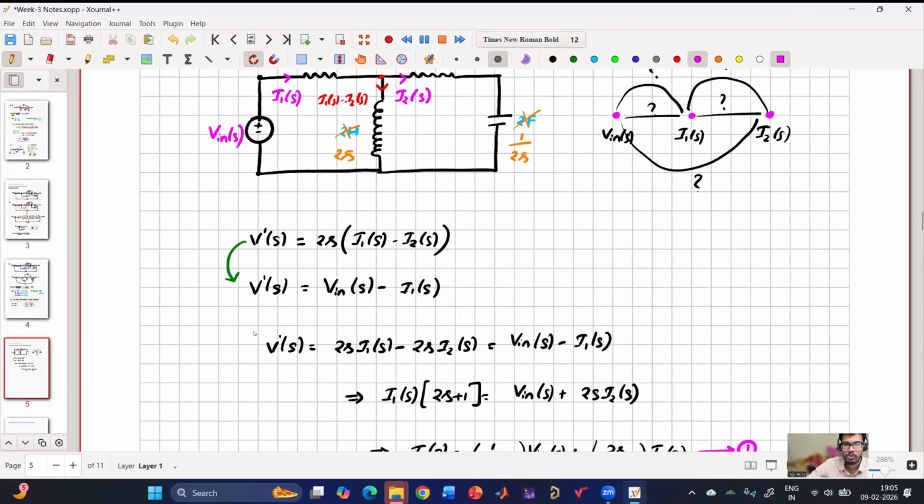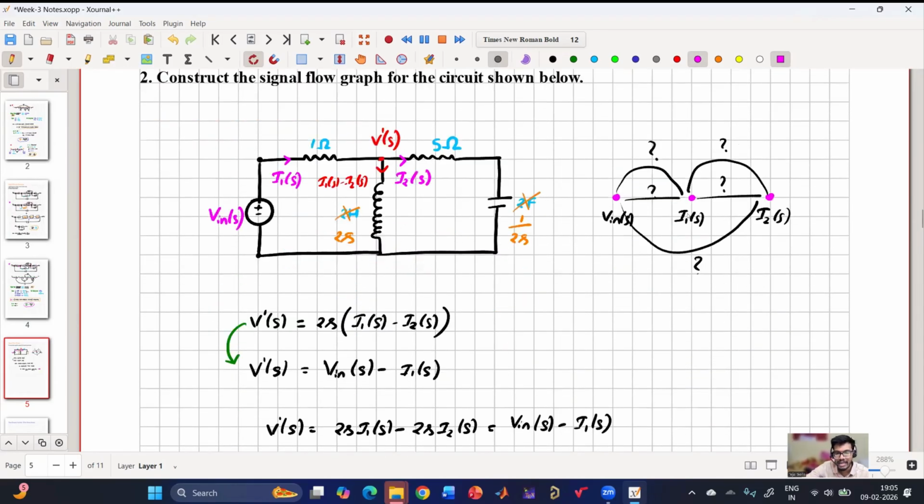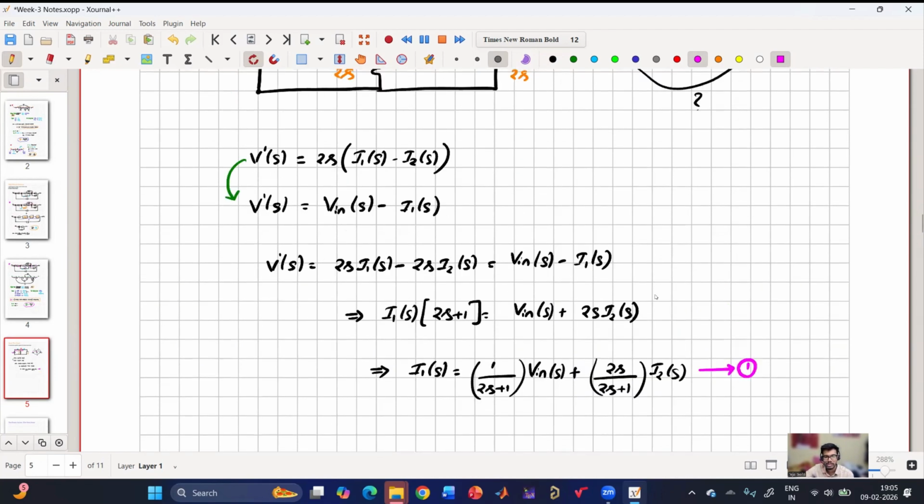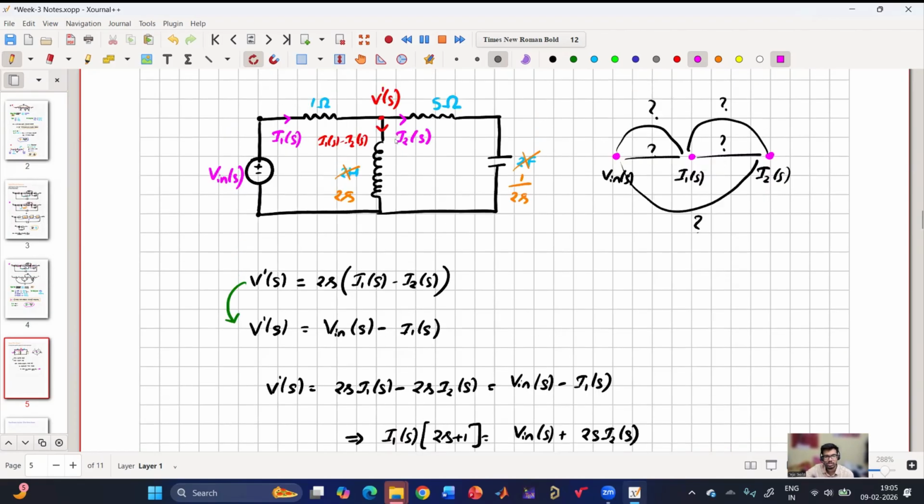Basically, I have to calculate I1 of S in terms of V in and I2 of S. Similarly, I have to calculate I2 of S in terms of V in and I1 of S. Then I can draw the signal flow graph. One equation I got was I1 of S in terms of V in and I2 of S. Now let us do the next one. V dash of S is what? (5 plus 1 by 2S) into I2 of S. That also is true, right?